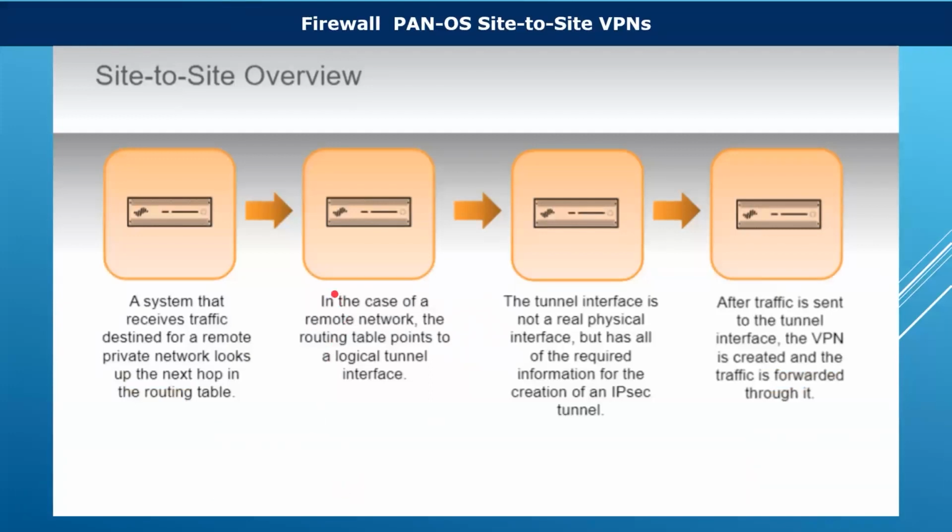So guys, here site-to-site VPN. So basically, guys, what happened here? The system that receives the traffic determines the remote private network and looks up the next hop in the routing table. So basically, guys, whatever we have, side A and side B, both public IP addresses should be able to communicate. If both public IP addresses are able to communicate, with the help of those public IP addresses, we build up a tunnel.